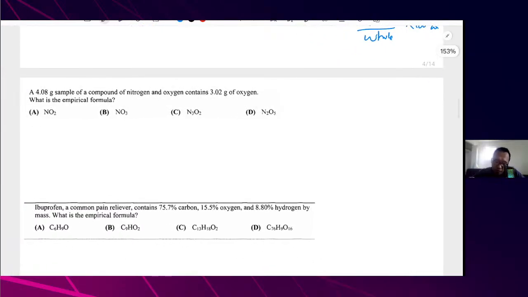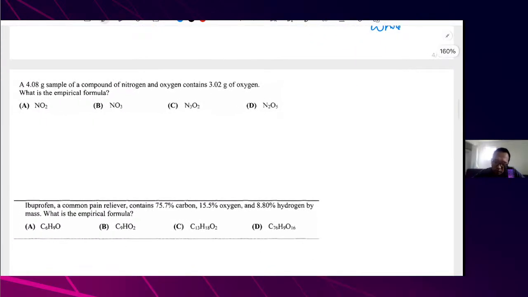A 4.08 gram sample compound of nitrogen and oxygen contains this. What is the empirical formula? So now it's kind of the reverse, not like the previous one. Now the question is about the compound, not how much of it there is.